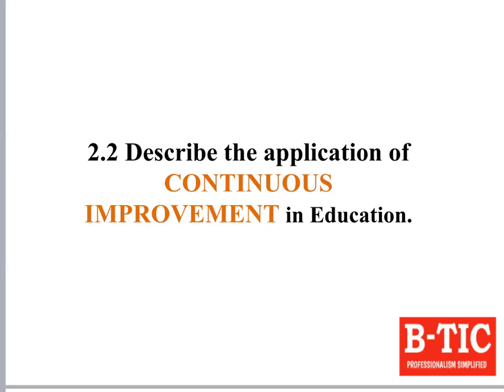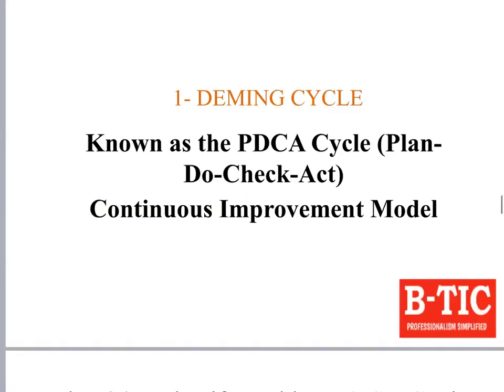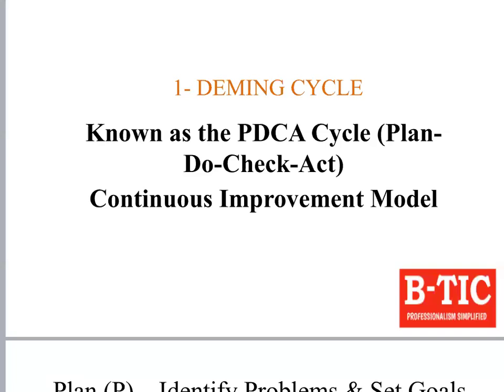So what is it and how do we do this? To study this, let me teach you two theories. The first theory is the Deming cycle. This was developed by him, and we'll see what it is. This theory is known as PDCA: plan, do, check, and act. This model is a continuous improvement model.